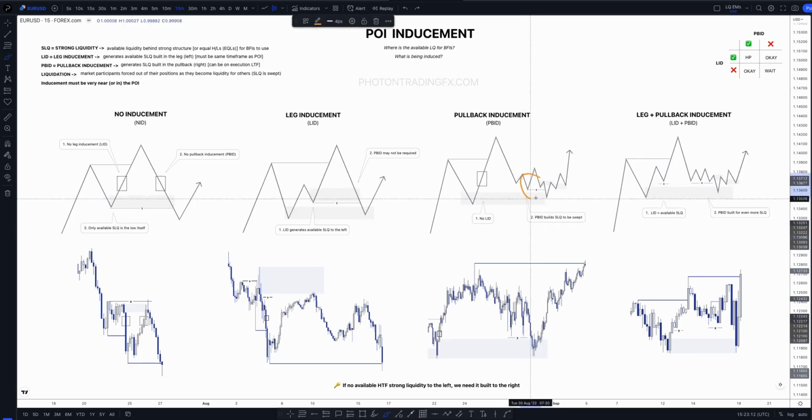If it's built on the 4-hour chart, then even better, because it's going to be even more significant. So again, leg inducement must be on the same time frame. Pullback inducement can be built on your lower time frame execution when it comes into your higher time frame POI.